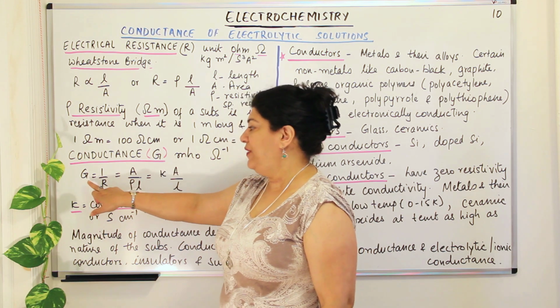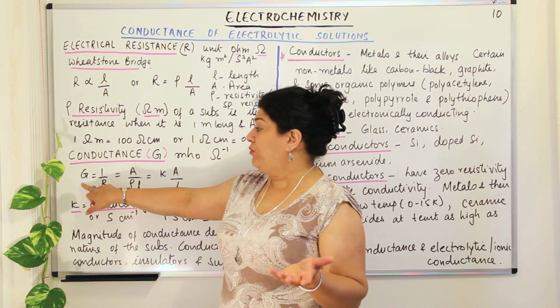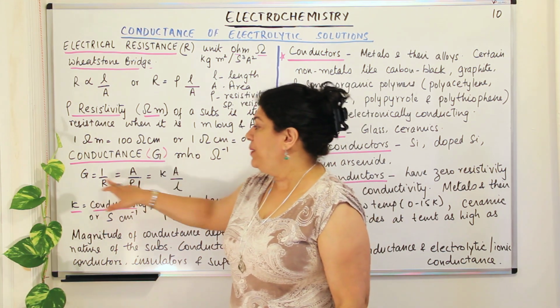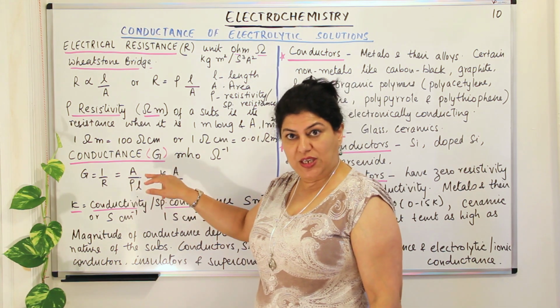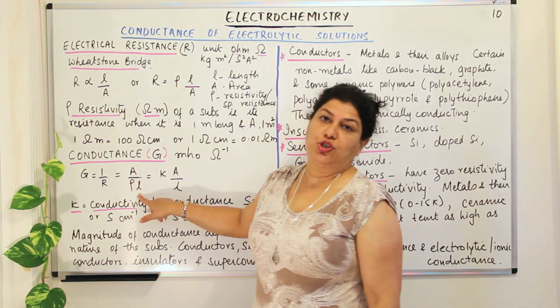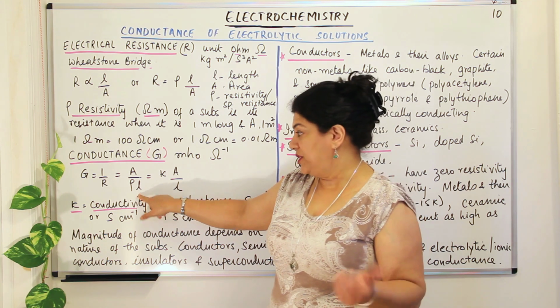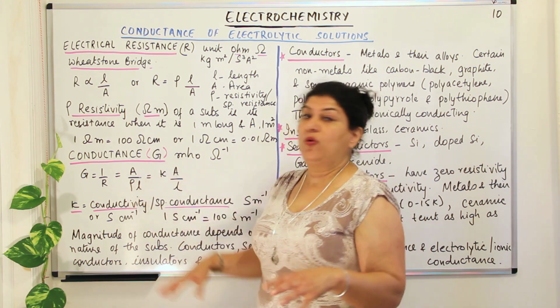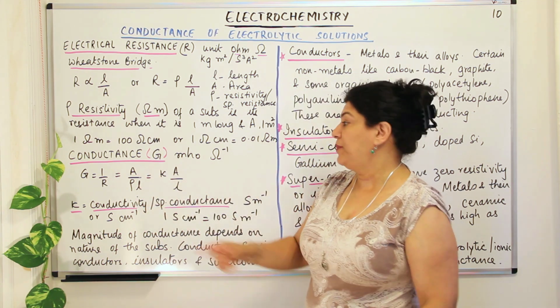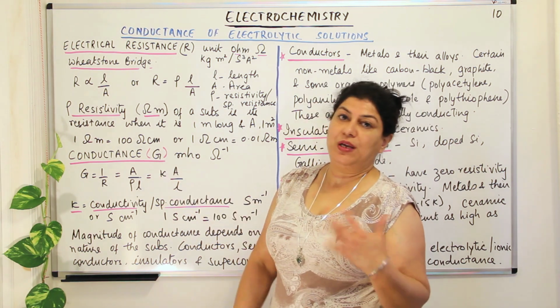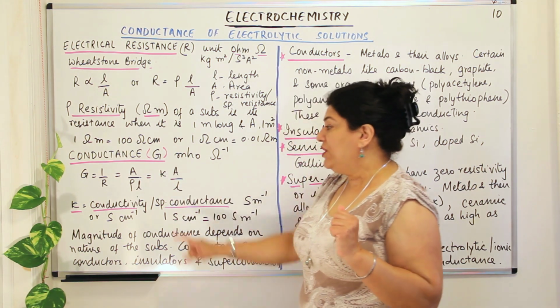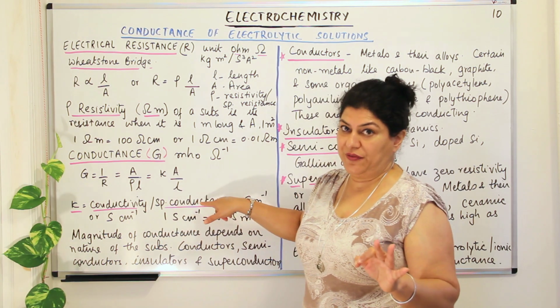So what would G be proportional to? G would be directly proportional to the area of cross section and inversely proportional to the length of the substance. And 1 upon rho, the constant of proportionality, would be kappa, which is equal to 1 upon rho, known as conductivity or specific conductance.